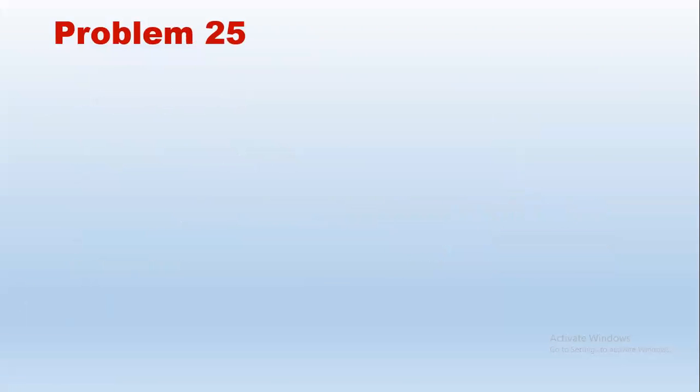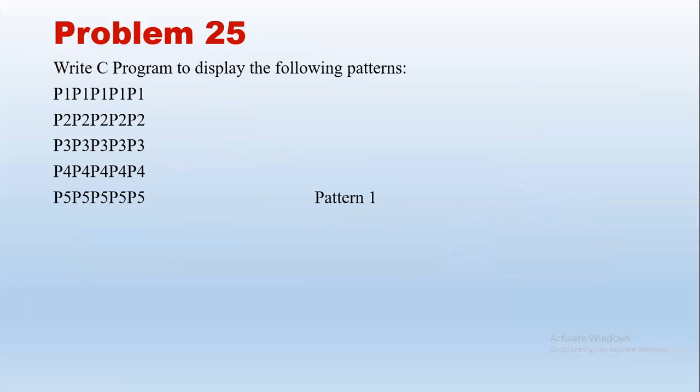First we have the problem wherein we need to display two patterns. The first pattern is as shown, where we are printing 5 rows and 5 columns. The first row has P1 printed 5 times, the second row has P2, the third row P3, the fourth row P4, and the fifth row is P5. So this is how we can analyze the question first. We understand that the row number has to be printed along with P in this pattern.